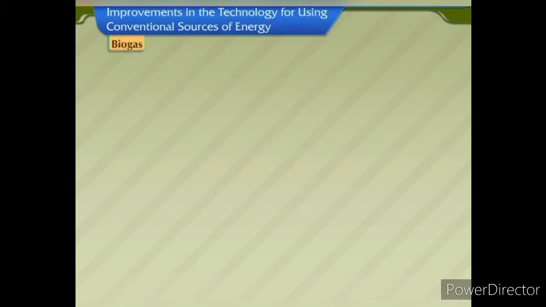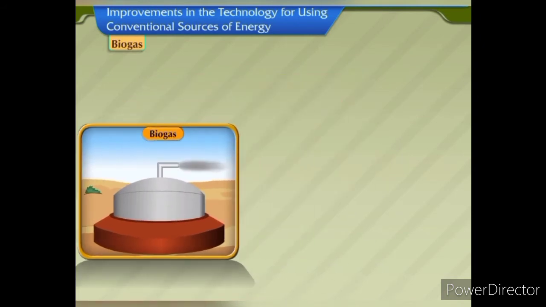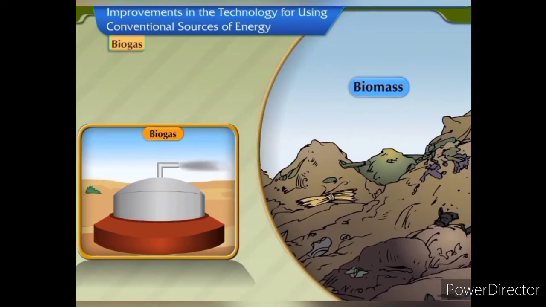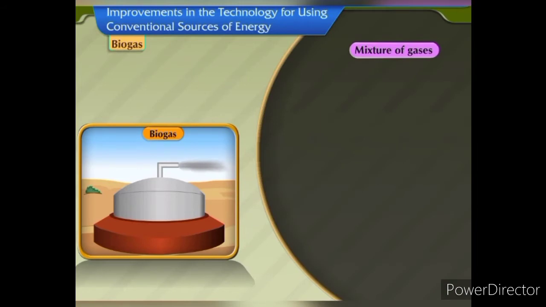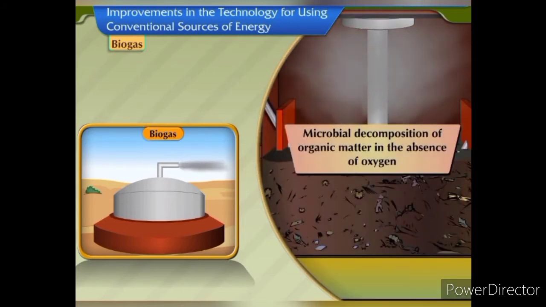Biogas. Biogas is a gaseous fuel obtained from biomass. It is a mixture of gases such as methane, carbon dioxide, hydrogen, and hydrogen sulfide. It is produced by microbial decomposition of organic matter in the absence of oxygen.